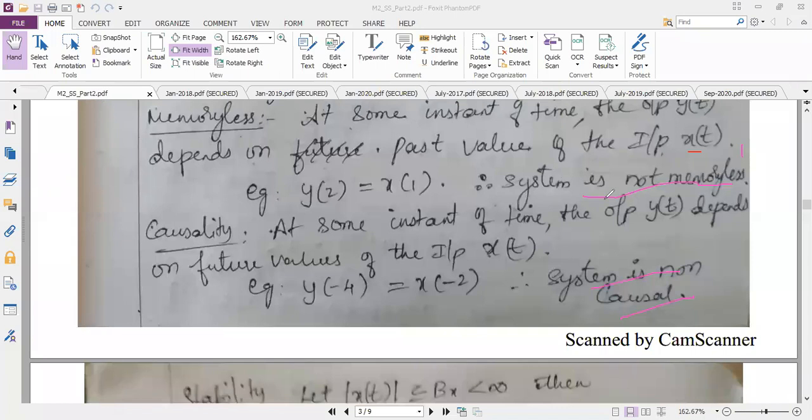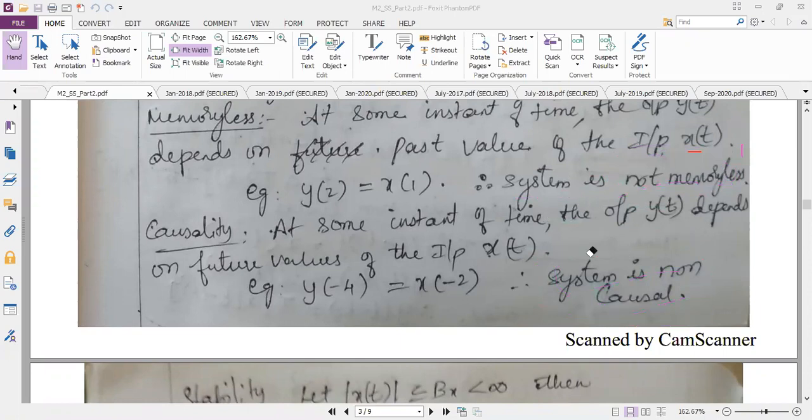So I hope you have written this hint in your notebook. Memoryless system, causal, I have given the hint. If the question is in that pattern which I have just discussed, then the system is not memoryless. That means the system is having memory. And here the system is non-causal. It is not a causal one. So I will just give the clarification for the current problem.